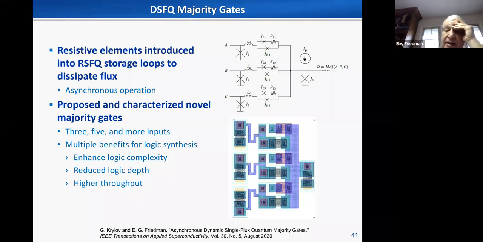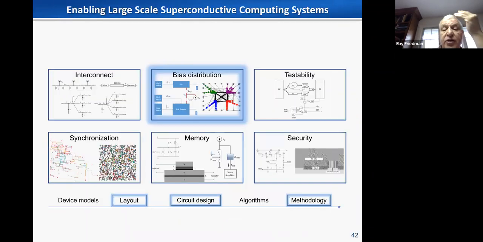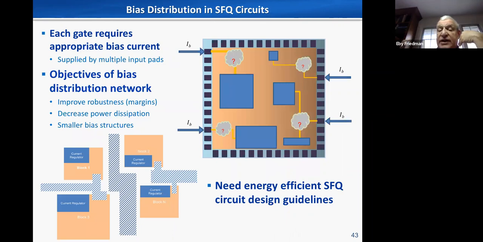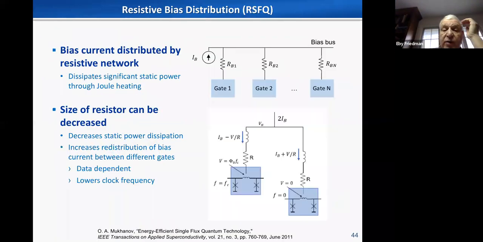To continue, an important area is bias distribution. Every one of these gates has to be defined. Every junction has to be set by a critical current. And remember, what you do is you apply a pulse which flips the junction and generates this SFQ pulse when it goes into normal operation. So there's a lot of effort on power distribution, or current distribution, to improve the robustness. And this has been a relatively underdeveloped area, and it's very important. So we've been looking at ways of doing bias distribution.